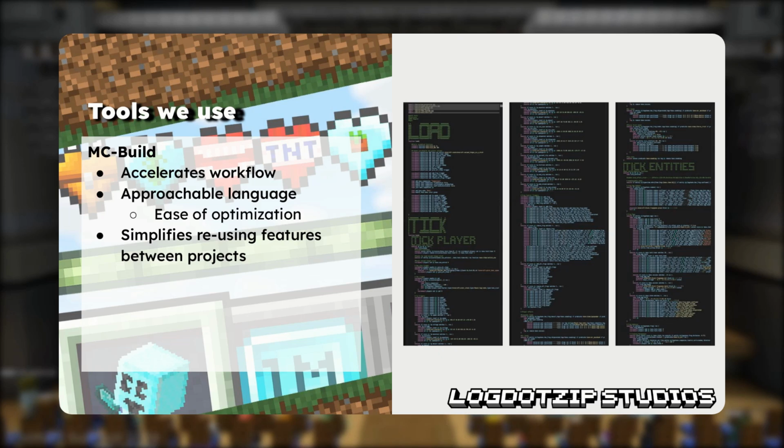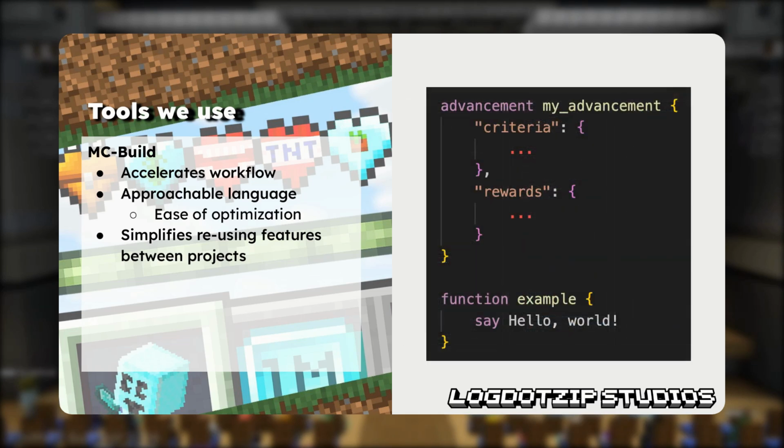MC Build as a preprocessor allows us to write our data packs in a single file instead of dozens, perhaps even more, function files. As of recent updates, you're even able to make advancements and loot tables and all of that directly in a single MCB file. And so that just eases navigation throughout the whole data pack to just a scroll bar.